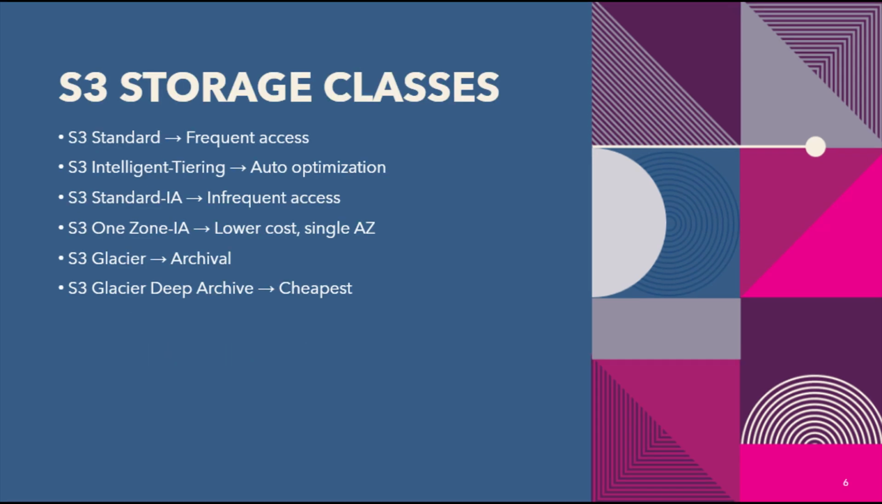Storage classes. S3 offers different storage classes based on how frequently you access your data. S3 Standard is used for frequently accessed data. Intelligent-Tiering automatically moves data between tiers. Standard-IA and One Zone-IA are for infrequently accessed data. For archival purposes, we have Glacier and Glacier Deep Archive, which are very cost-effective but have higher retrieval times.